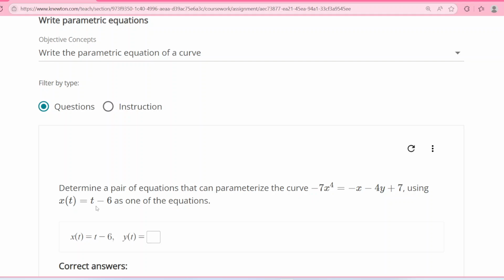So all we need to do now is basically substitute this t minus 6 for x in the equation for the curve and solve for y. And then we'll have our y coordinate of any location as a function of this same parameter t. So let's do that.